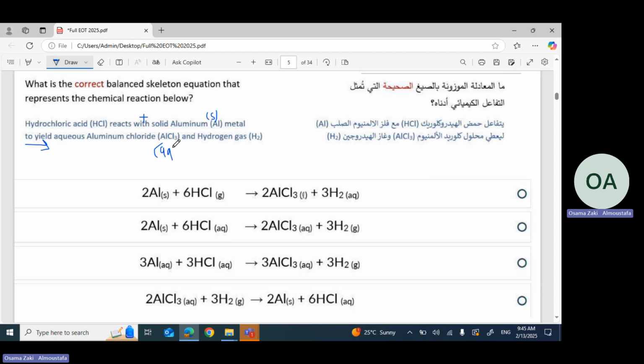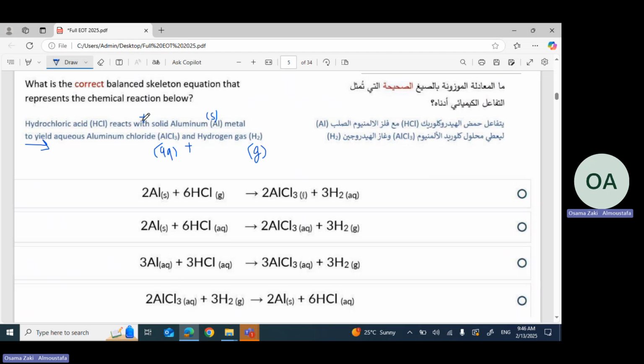But hydrogen here plus hydrogen is a gas. So hydrogen is a gas. So let's see. We have HCl, which is aqueous (AQ), and we have solid aluminum, which is (S), to produce AlCl3 and H2, which is hydrogen gas. So the reactants are HCl and Al. The products are AlCl3 and H2.